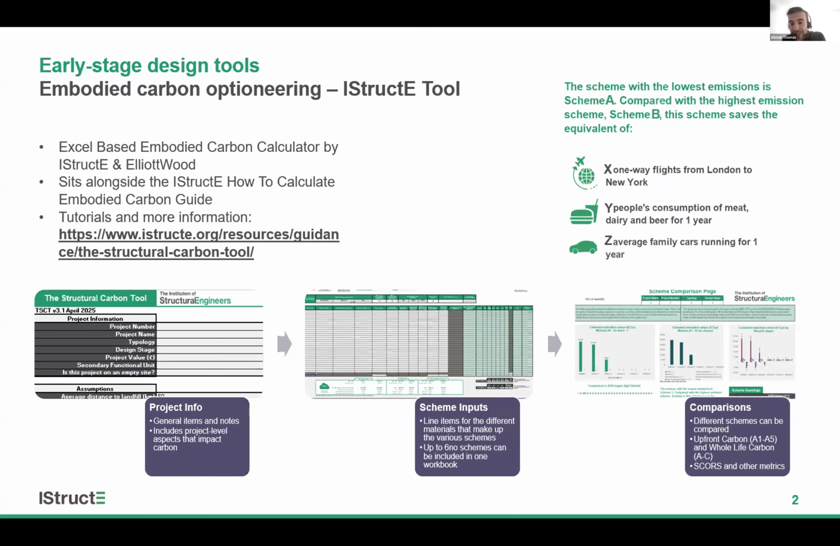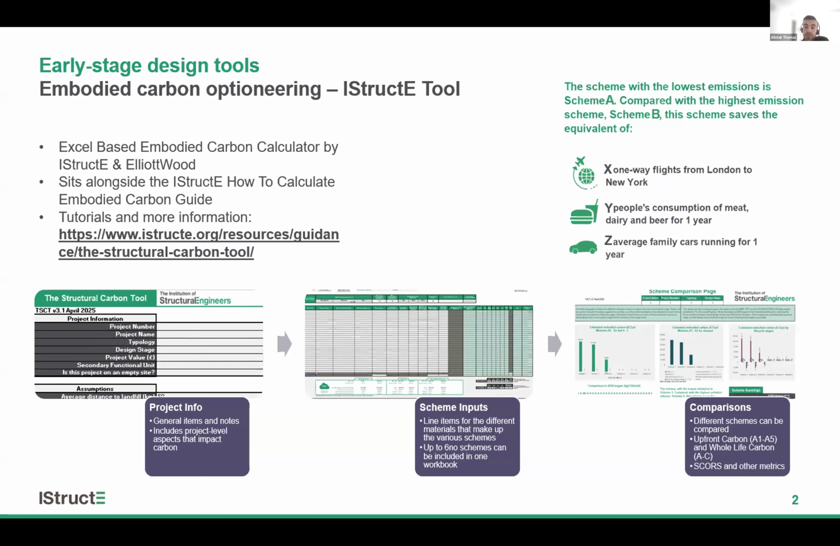So firstly, and hopefully this is a reminder for many, but there's the iStruct structural carbon tool, which was first launched in March 2021. And it's an Excel-based tool in partnership with Elliott Wood, and it is completely free to use. The tool is based on the iStruct How to Calculate Embodied Carbon Guide, and it's regularly updated, most recently to align with the RICS Whole Life Carbon assessments for the built environment second edition. This means that you can be assured that it's aligned with latest industry best practice and can be applicable worldwide.